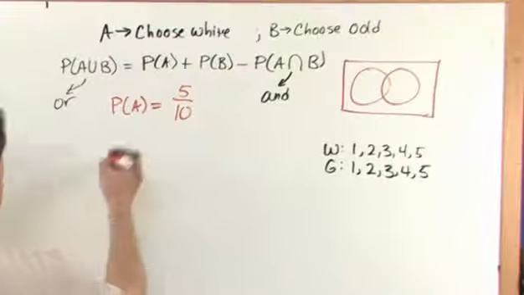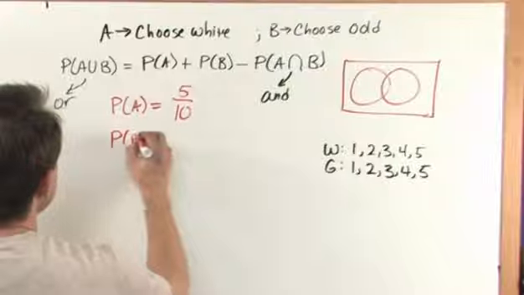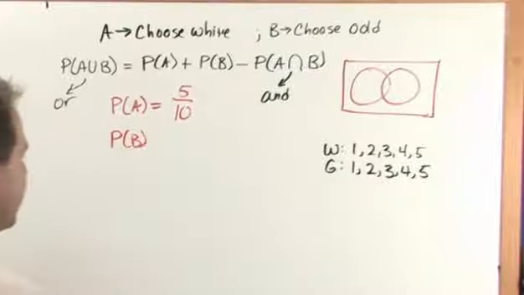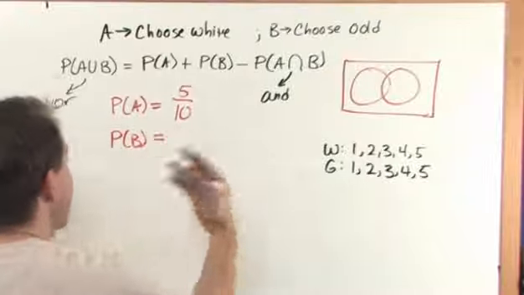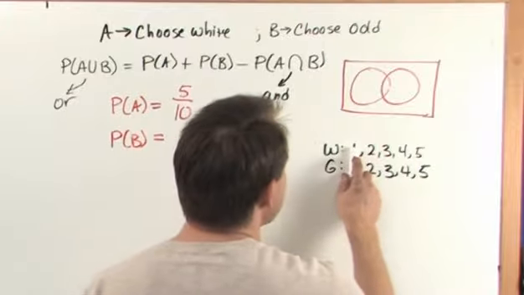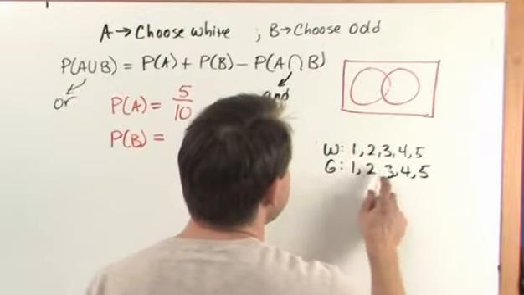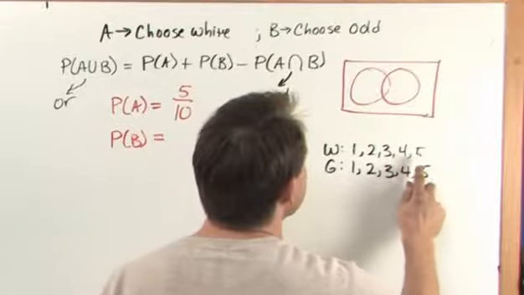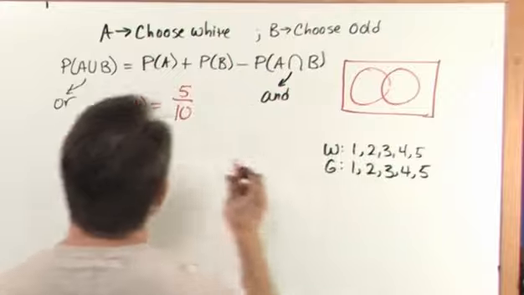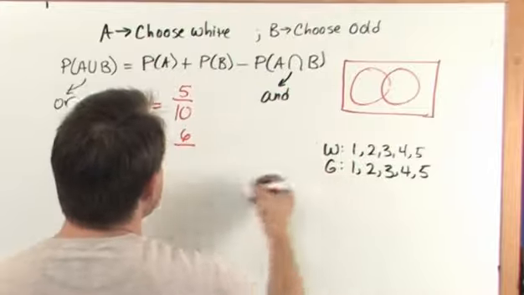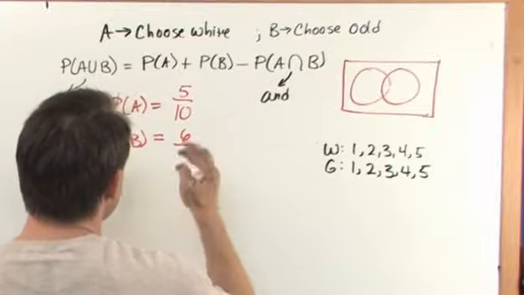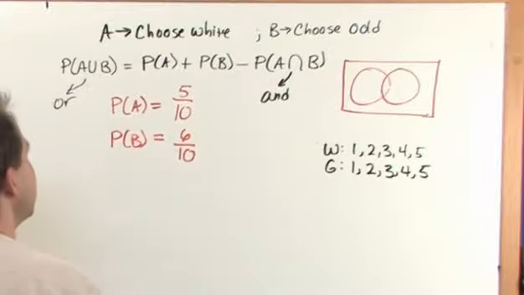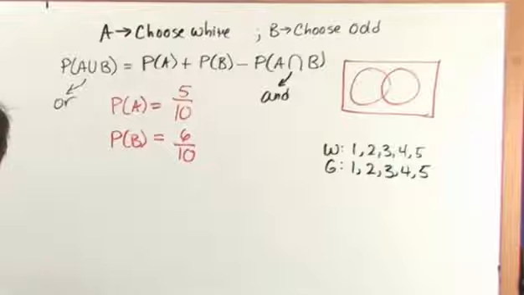The probability of B is the probability of choosing an odd numbered ball. How many ways can I choose an odd ball? Here's an odd one, here's an odd one, here's an odd one, here, here, and here. So that's 6 odd balls total, out of 10 total balls. So it's 6 over 10 for the probability of getting an odd ball.